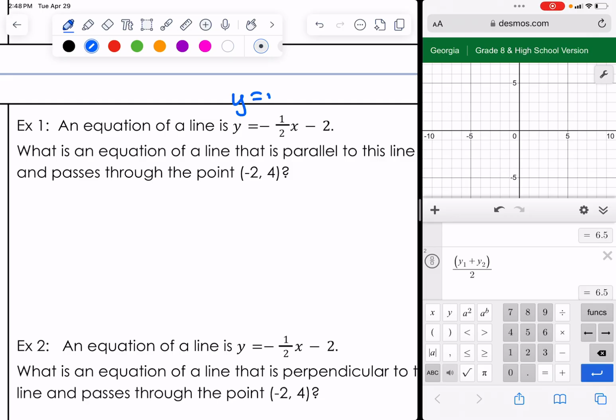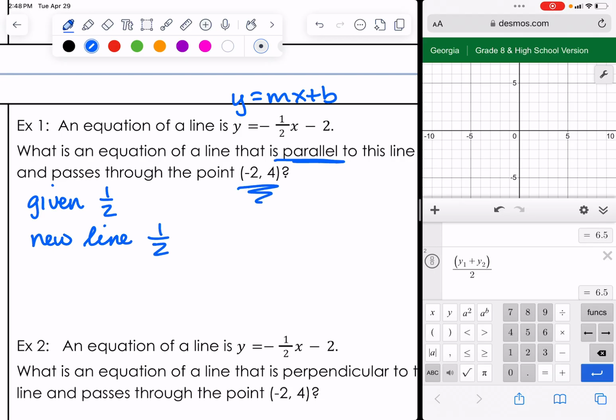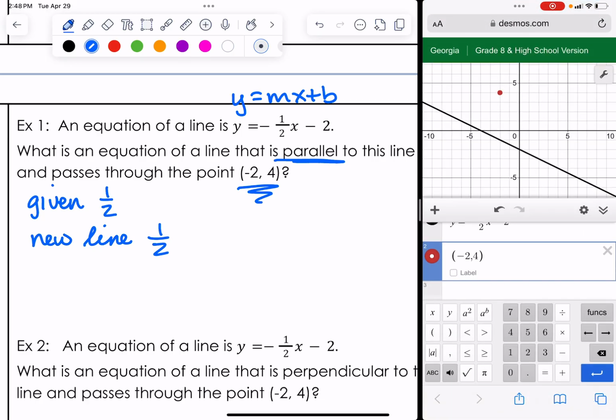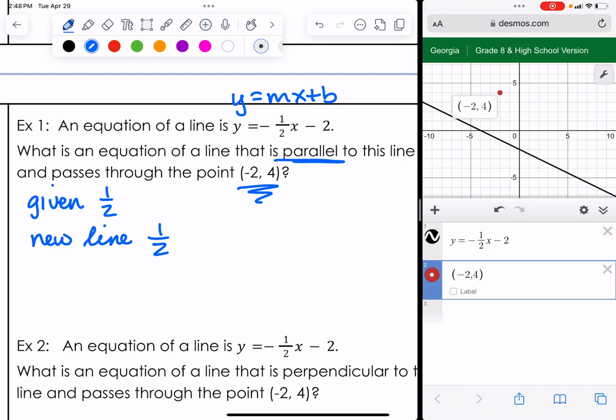So let's review slope-intercept form, which means we have a given slope of -1/2, and we want a parallel line. So our new line, its slope is going to be -1/2, and we want it to go through the point -2, 4. So I've already got our basics here. Here is the line -1/2 x minus 2. Here is the point -2, 4. We want a line parallel to this black line going through that red point.